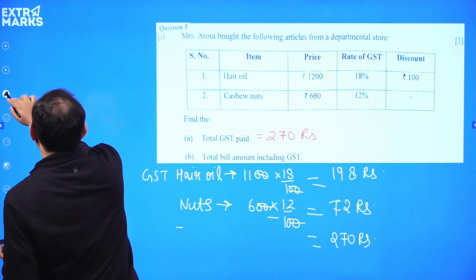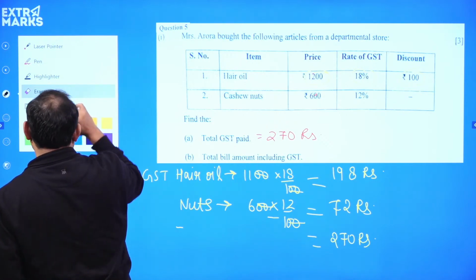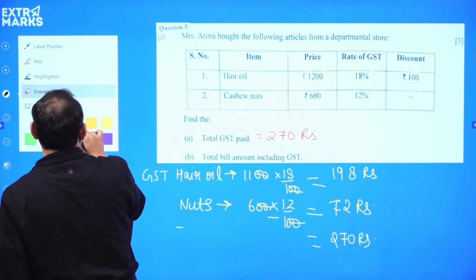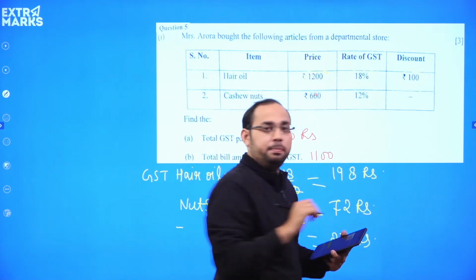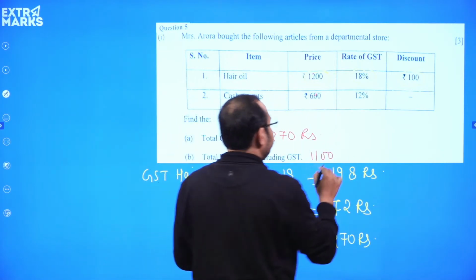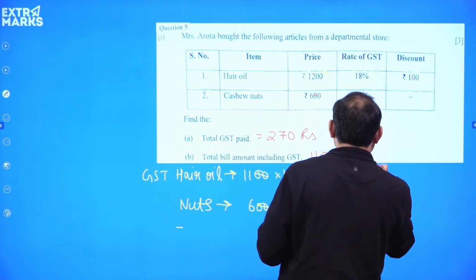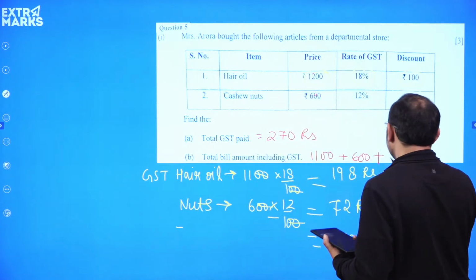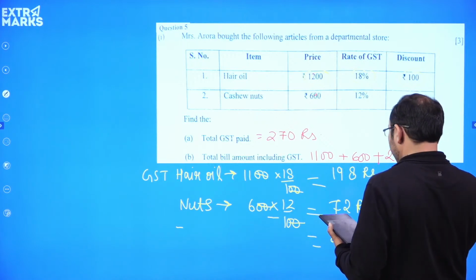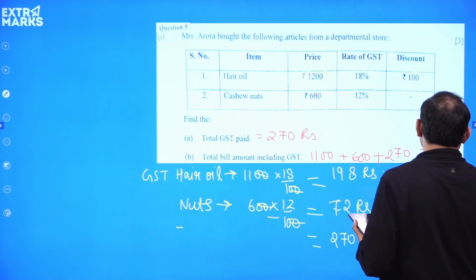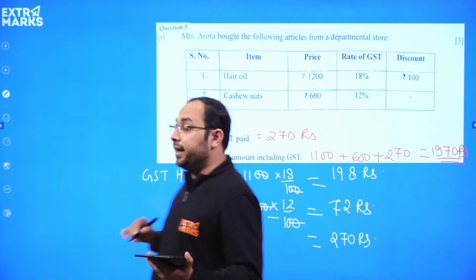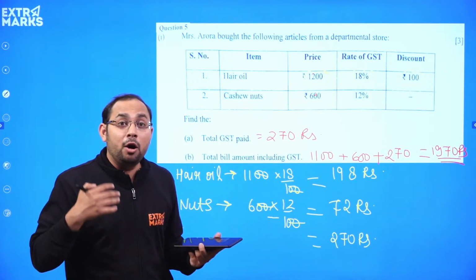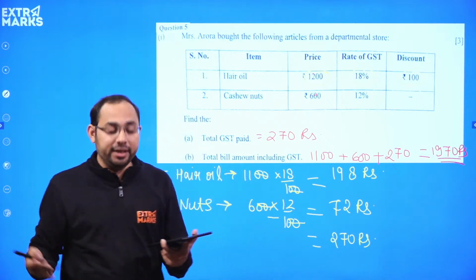Basically, see, yes, total GST amount will be hair oil का 1100 rupees. First thing. Second thing, cashew nuts का 600 and then GST 270. जोड़ेंगे क्या आ रहा है? 17, 18, 1970 रुपीज. ये हमारी टोटल अमाउंट पेड है विद जीएसटी.